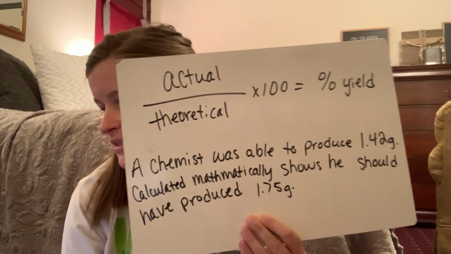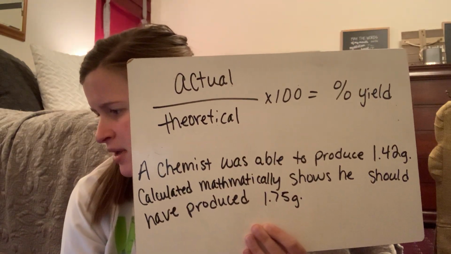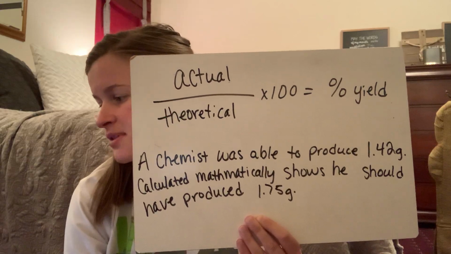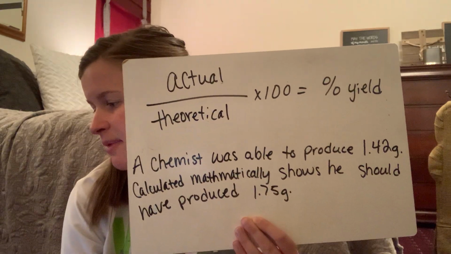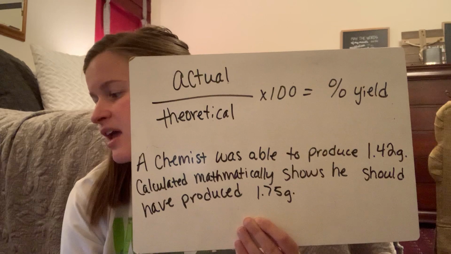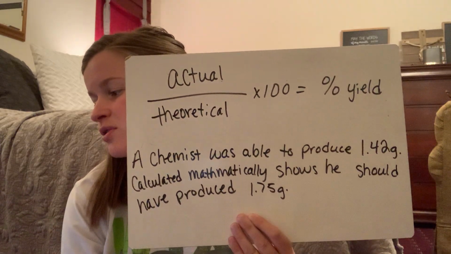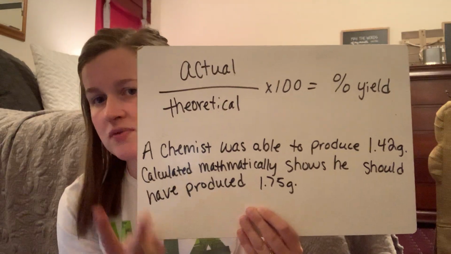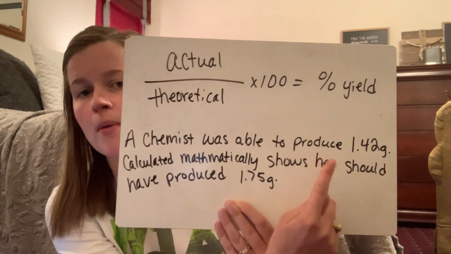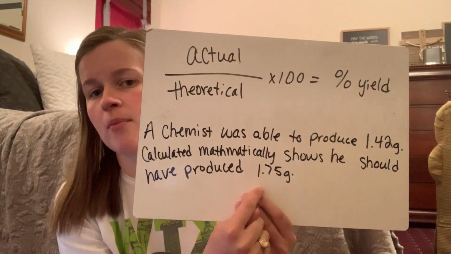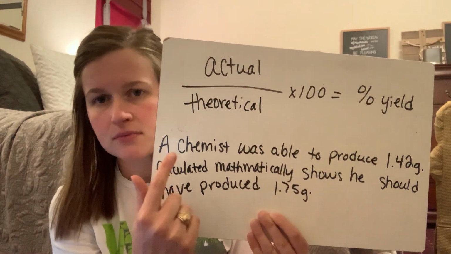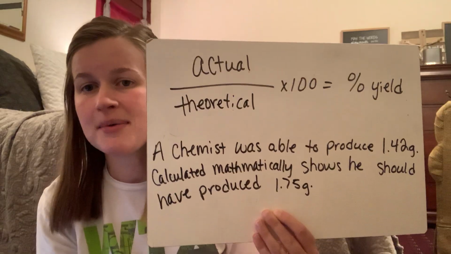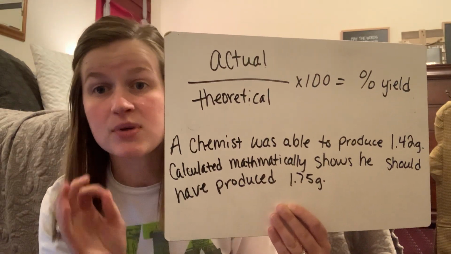And then the problem says a chemist in the lab was able to produce 1.42 grams of a substance. Calculated mathematically, however, shows that he should have been able to produce 1.75 grams. Calculate percent yield. So we have two numbers in here. We have a 1.42 and we have a 1.75. It says the chemist was able to produce. That means he actually did it.